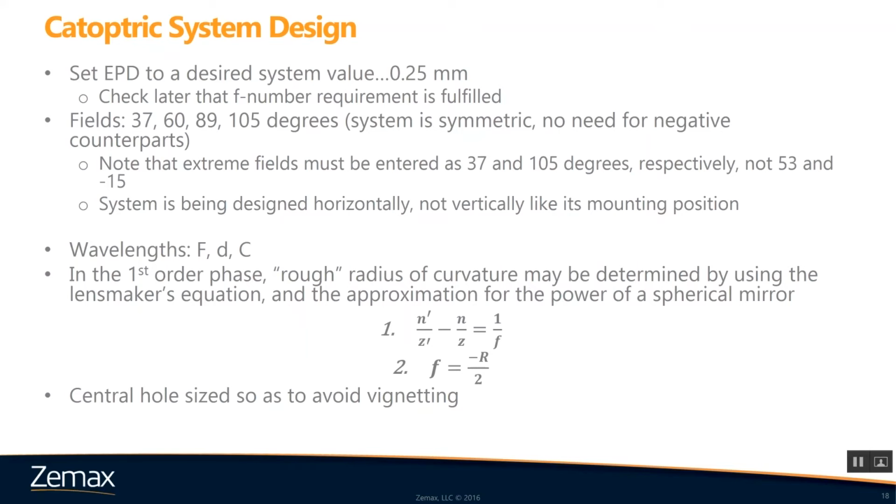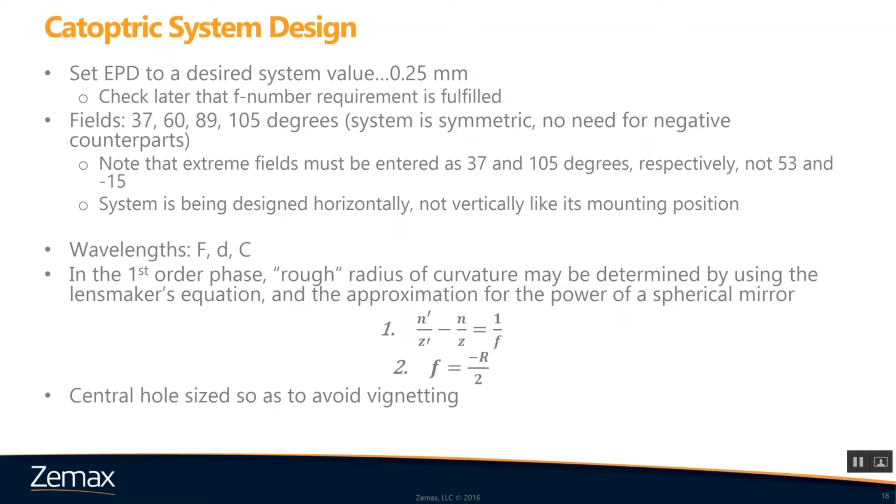Now our wavelengths are going to be, again, FDC. And to determine what the radius of curvature of that spherical mirror and the distance between the two mirrors are, we can use the lens maker's equation and the approximation for the power of a spherical mirror to find a combination that works. Now, there's an infinite amount of possibilities, and we'll just choose one here, as we'll see in a bit. And the last bit of information that we need to know is that we need to size the central hole in the spherical mirror so as to avoid vignetting.